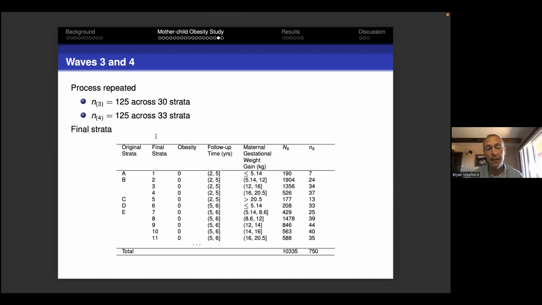So we had 750 in the end that were targeted towards our obesity endpoint. And this is, again, the original strata. You can see that even after, across all 4 waves, we never sampled again from that first stratum, strata A. And stratum E ended up being divided into 1, 2, 3, 4, 5 strata in the end of the day. Anyway, so that was the process we went through to try to get an optimal or a near optimal sample for which records to validate.